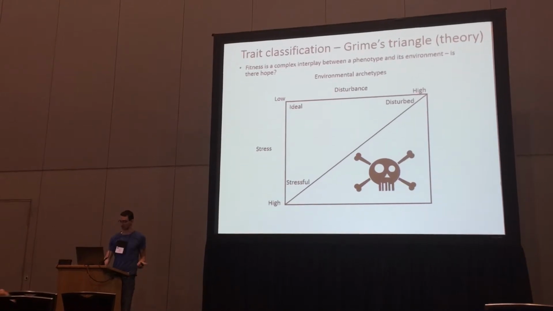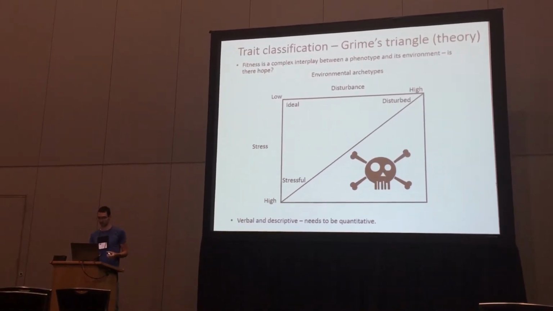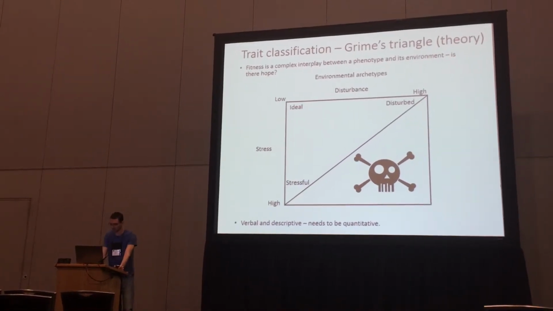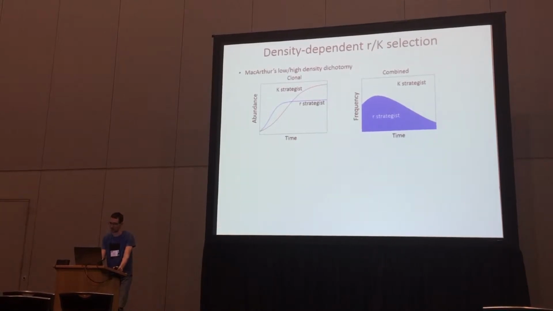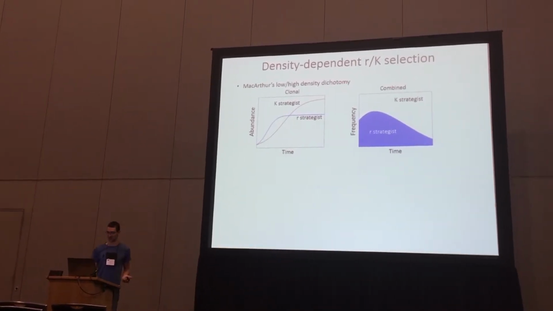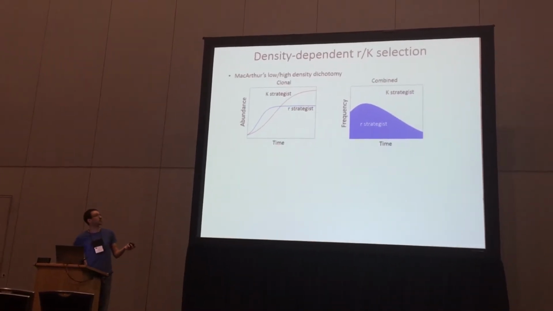But that was the level of it, so this is very verbal and descriptive. So we're trying to essentially make this rigorous mathematically. The earliest work on density-dependent selection, which is probably the most famous as well, is MacArthur's r-K selection scheme. This is just a brief recap, I'm sure you're familiar with this.